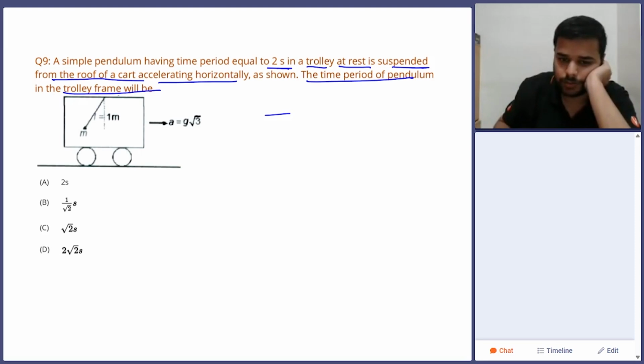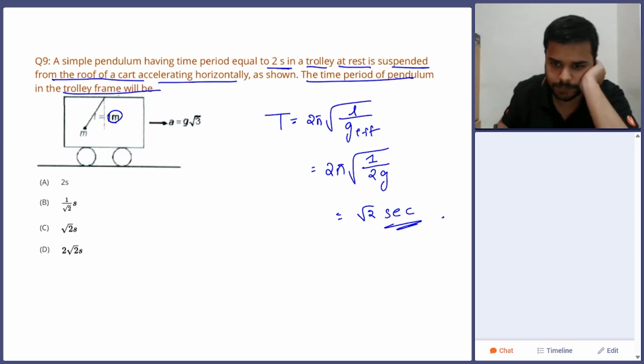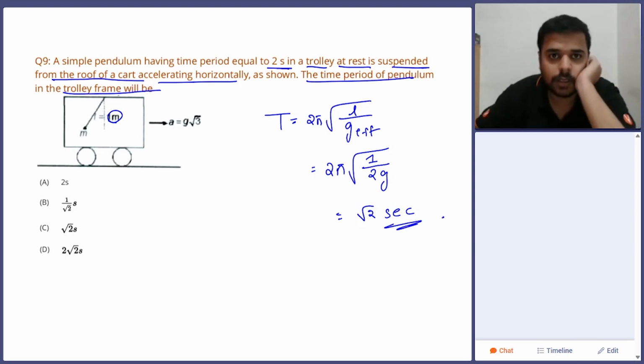Right? So the formula of time period is 2 pi under root L upon g effective, right? So 2 pi under root length is 1 meter, it is given in the question, 1 upon g effective is 2g, right? So this comes around under root 2 seconds. Option C.